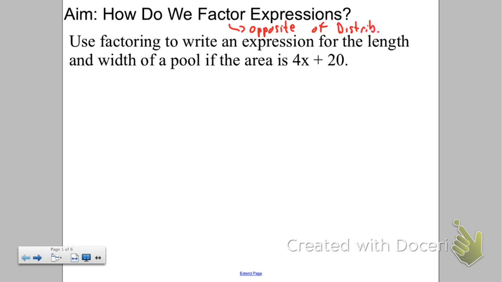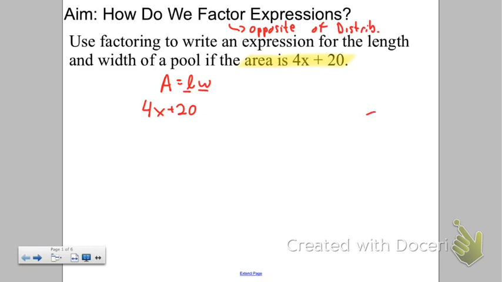Use factoring to write an expression for the length and width of a pool if the area is 4x plus 20. Take a second to copy down the question. They tell us that the area is 4x plus 20. The formula for the area of a rectangle is length times width. So I need to turn 4x plus 20 into two things being multiplied.